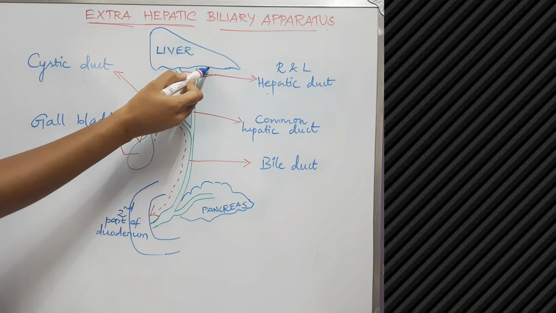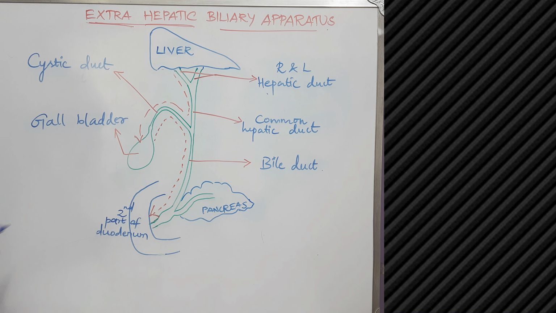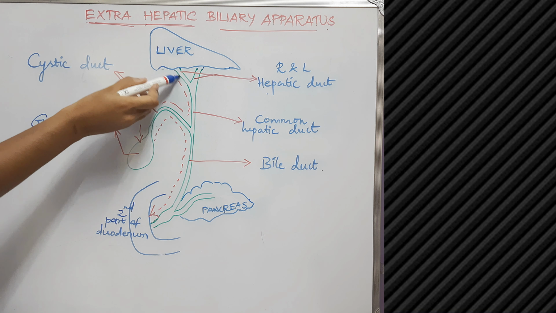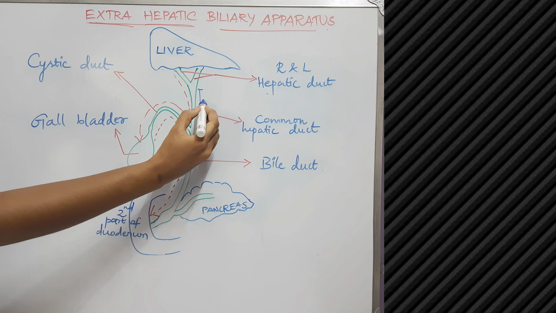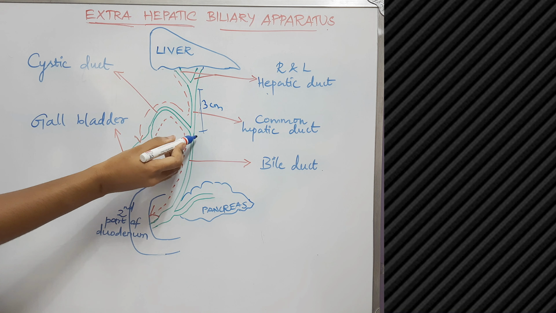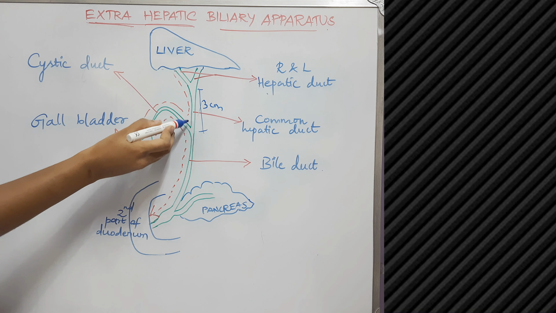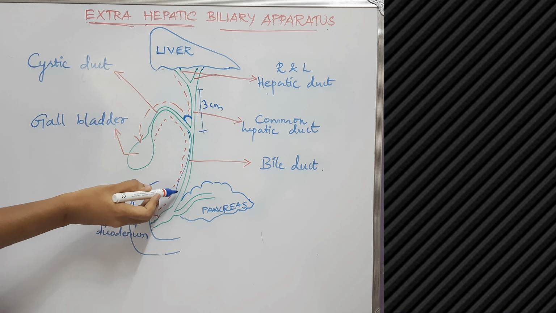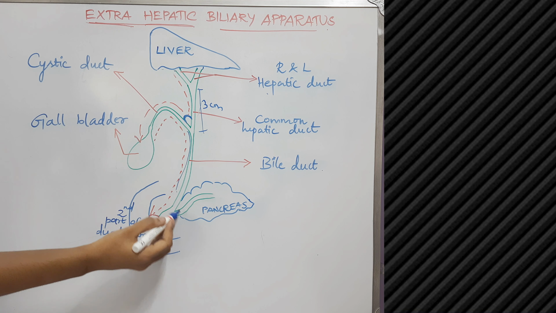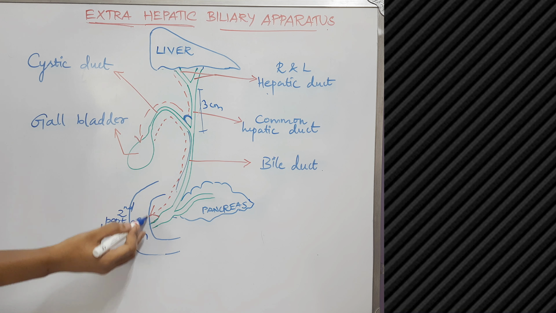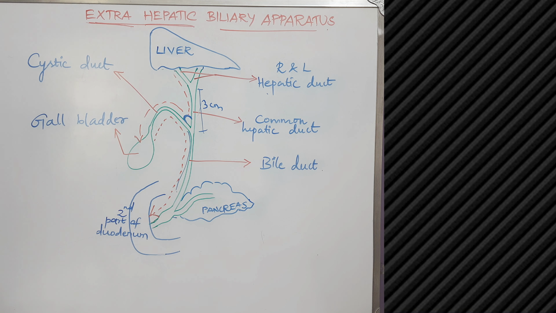The right and left hepatic duct emerge from the right and left lobe of the liver, and they both together join to form the common hepatic duct, which is of 3 cm length. After 3 cm, the cystic duct joins with the common hepatic duct in acute angle to form the bile duct. The bile duct combines with the pancreatic duct to form ampulla of Vater or hepatopancreatic ampulla, which drains into second part of duodenum.